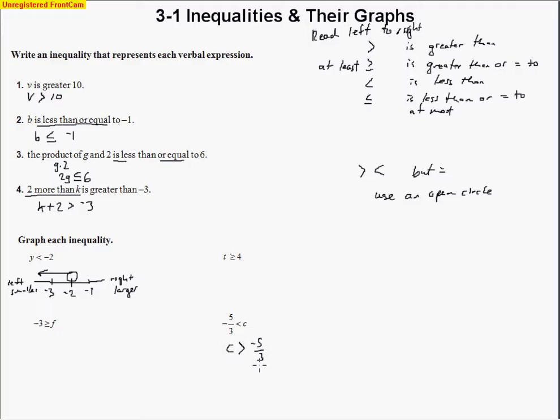So now's a chance where we get to use those mixed numbers to understand the number a little better. So this is the same thing as negative 1 2/3, or negative 1.6 repeated.